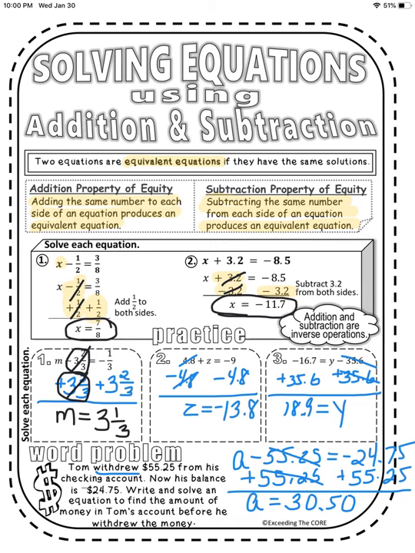So it does make sense. If he started out with $30.50 and he took out $55.25, he will end up with that negative $24.75.